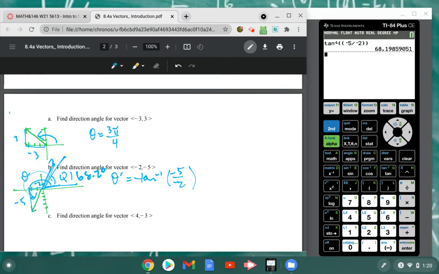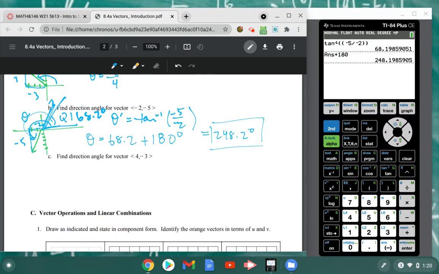I just need to add pi to it. So the angle that I'm looking for is going to be that 68.2 plus pi, or 180 degrees since I'm in degrees. So I'm just going to take this answer and hit the plus sign. My calculator knows that I want to use my previous answer, and I'm going to add 180. And that gives me the angle that I was looking for, lands me right into quadrant 3, and I've got 248.2 degrees as my direction angle. So drawing that picture really makes a big difference.